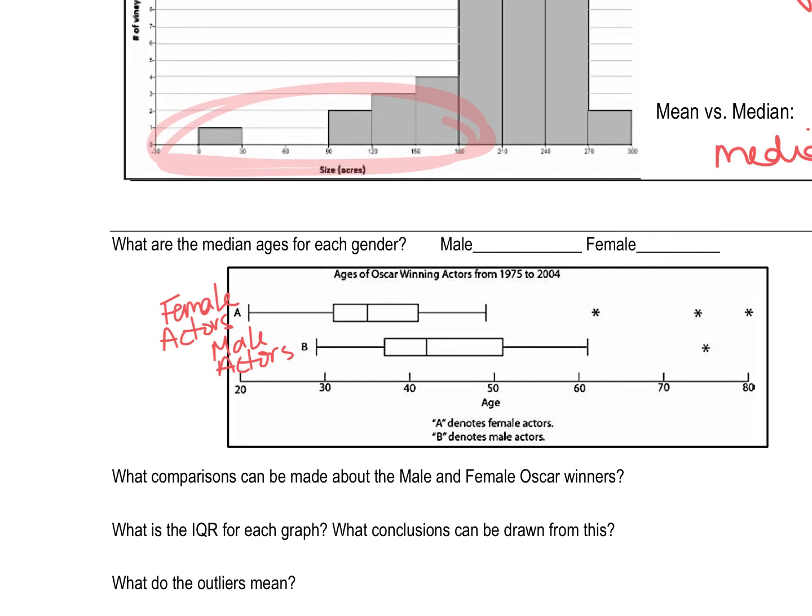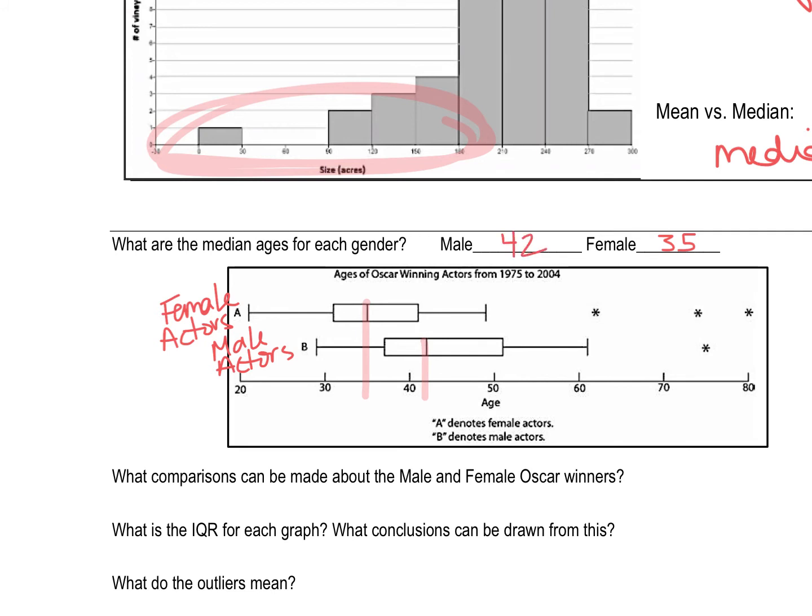The first question asks, what are the median ages for each gender? Okay, so let's read that off. So the median for girls looks like it's about 35. So for women, it's 35. And then for men, the median, I'd probably say like 42.